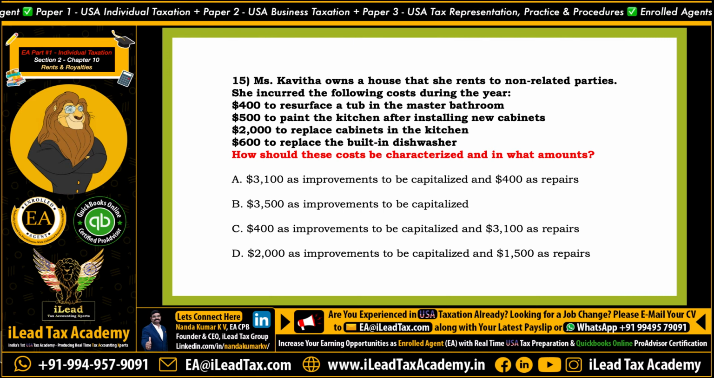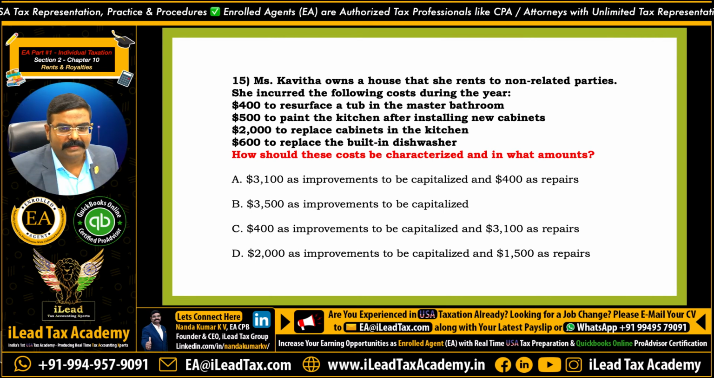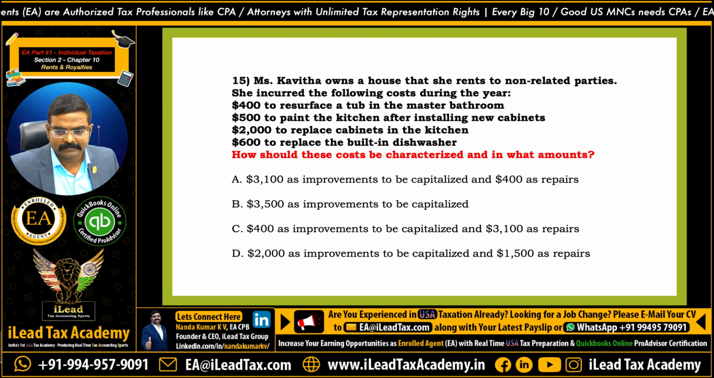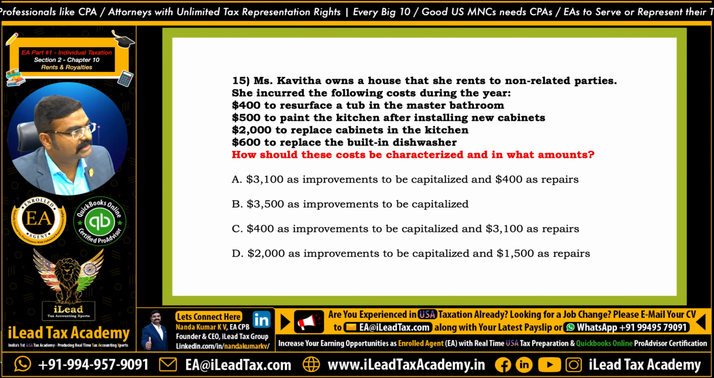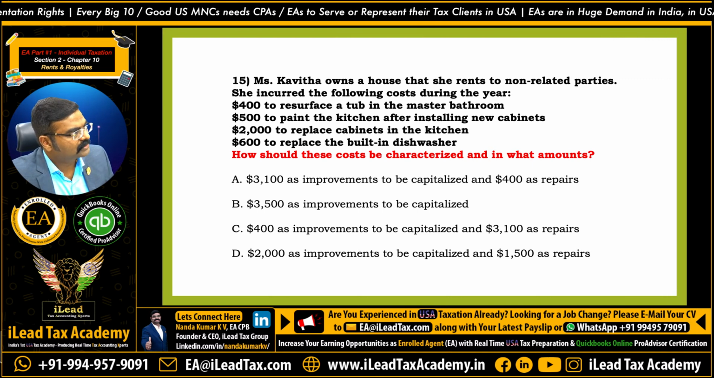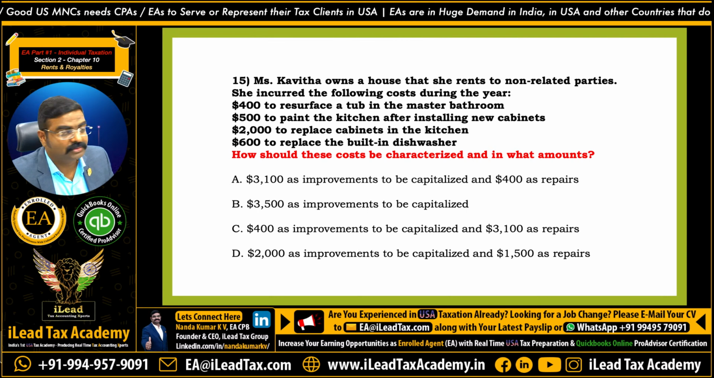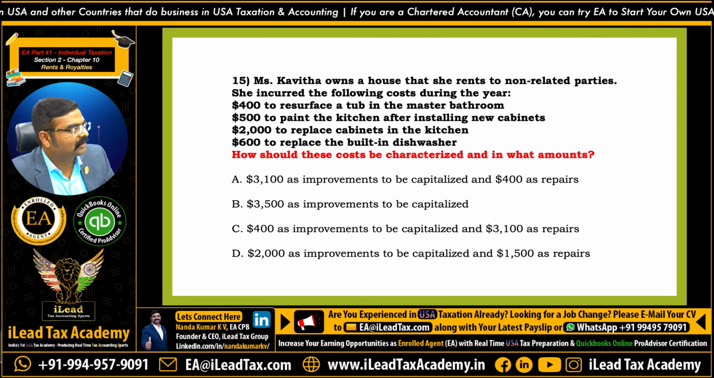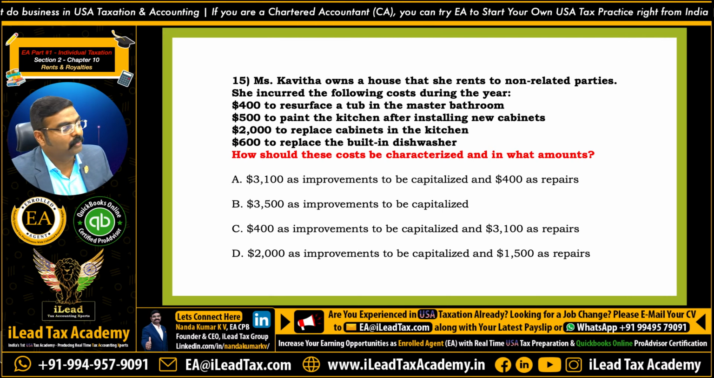Okay, let me read the question for you. I hope my voice is audible. Miss Kavita owns a house that she rents to non-related parties. She incurred the following costs during the year: $400 to resurface a tub in the master bathroom, $500 to paint the kitchen after installing new cabinets, $2,000 to replace cabinets in the kitchen, $600 to replace the built-in dishwasher. How should these costs be characterized and in what amounts?